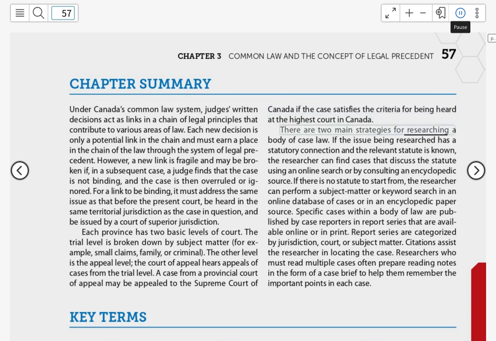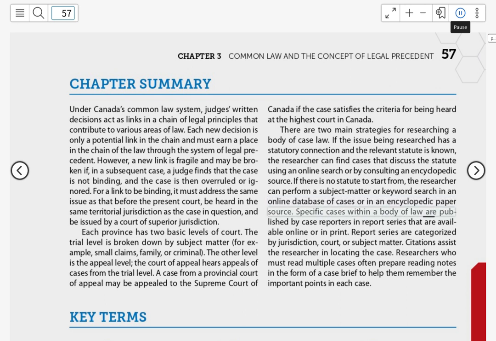There are two main strategies for researching a body of case law. If the issue being researched has a statutory connection and the relevant statute is known, the researcher can find cases that discuss the statute using an online search or by consulting an encyclopedic source. If there is no statute to start from, the researcher can perform a subject matter or keyword search in an online database of cases or in an encyclopedic paper source.